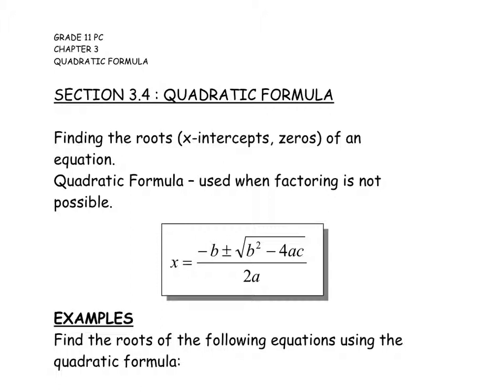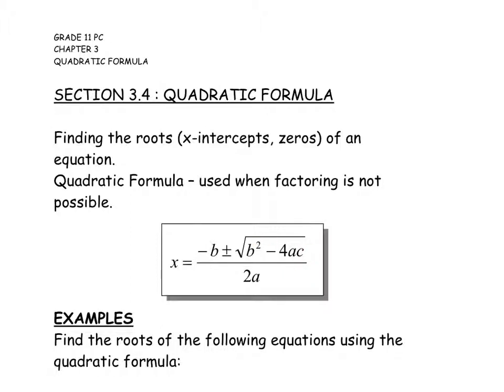Alright, so the quadratic formula is the formula you see here. It's a formula that is used to find the x-intercepts or the zeros, so you're finding the roots of the function. Whenever you can't factor, this is what you're going to use to solve for the zeros.